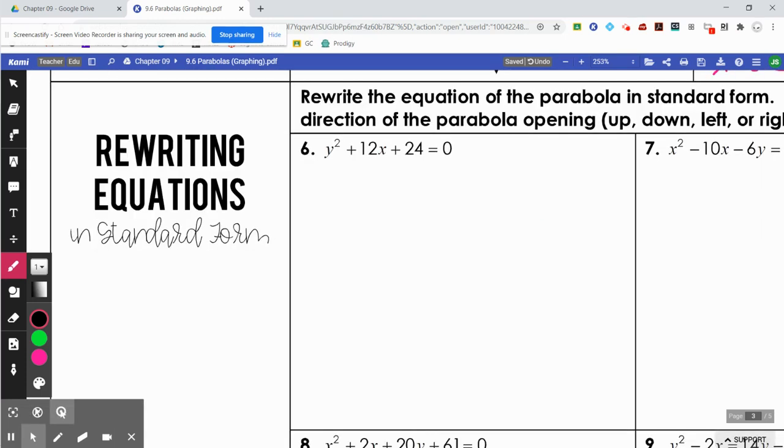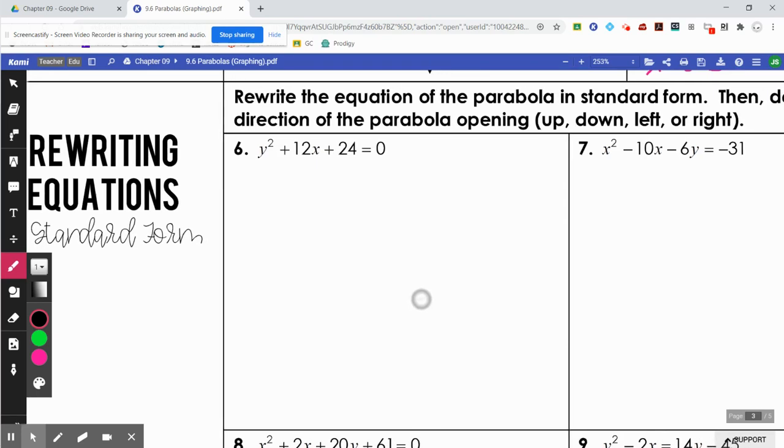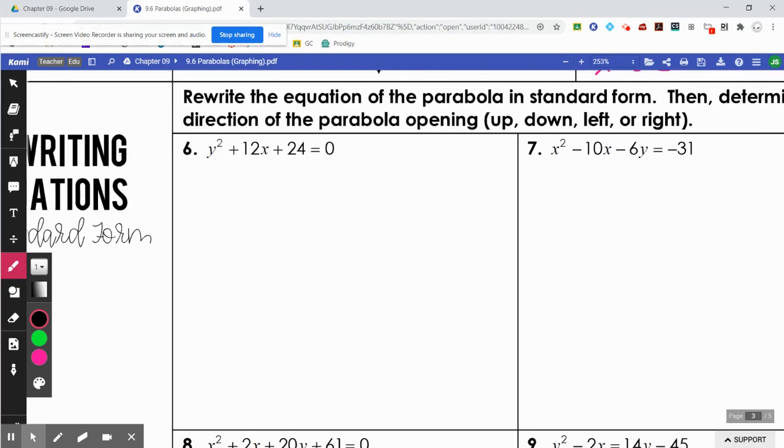Okay, in the next part, we're rewriting equations in standard form. And again, remember that I told you the standard form that I gave you might be slightly different from the standard form that they want. I would rather you write it in my form. So make sure that even though your answers might not match up with theirs, it is still correct. So we're going to rewrite the equation in standard form.